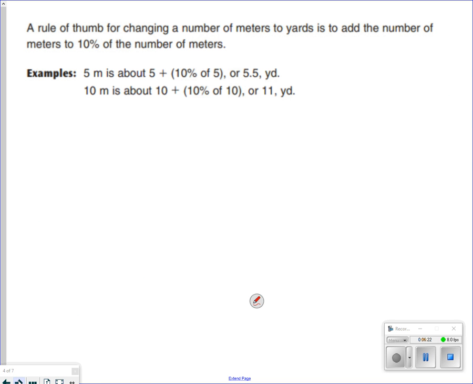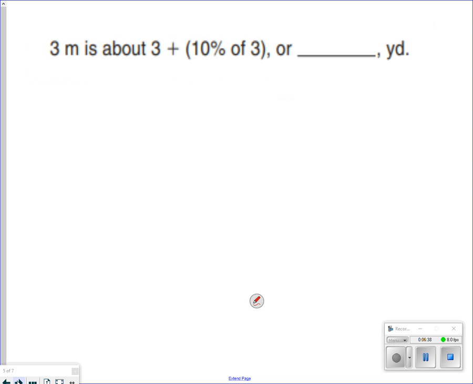Rule of thumb for changing number of meters to yards is to add the number of meters to 10% of the number of the meters. For example, 5 meters is about 5 plus 10% of 5, or 5.5 yards. 10 meters is about 10 plus 10% of 10, or 11 yards. Okay. 3 meters is about 3 plus 10% of 3, or how many yards?